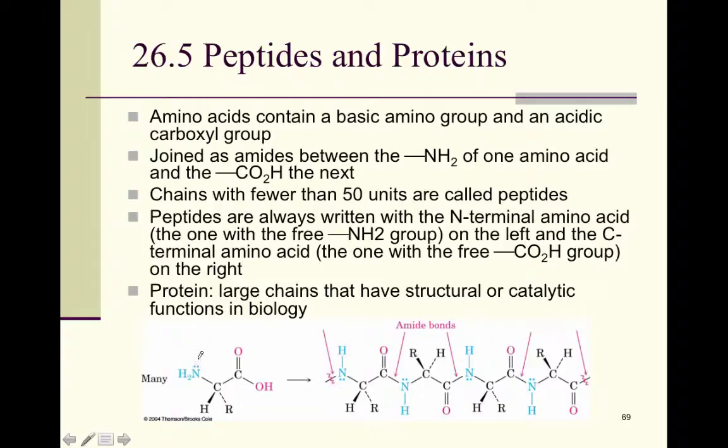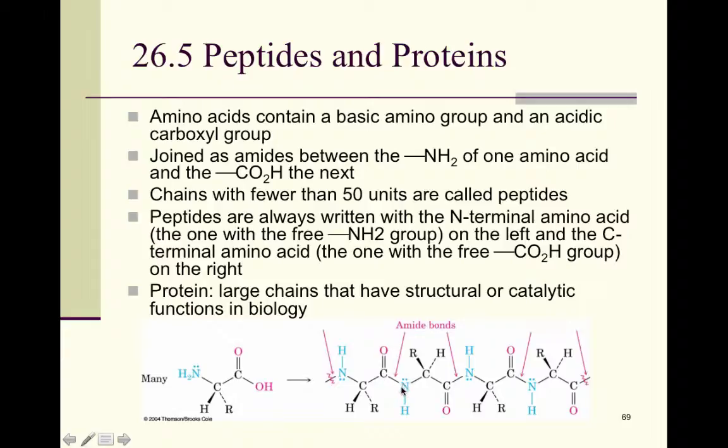This is the general structure of an amino acid, with nitrogen on the left and carboxylic acid on the right. What we see in a protein or a peptide is that the chain is always going to be nitrogen, carbon, carbon, nitrogen, carbon, carbon. This is the backbone: nitrogen, carbon, carbon. And we're also going to see where the connection happens.